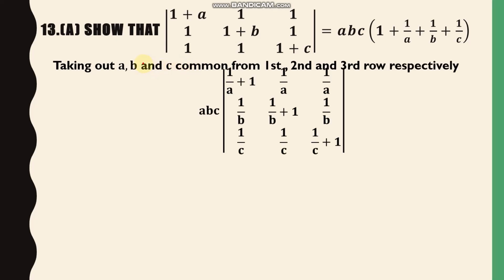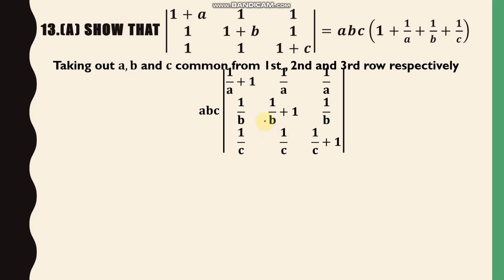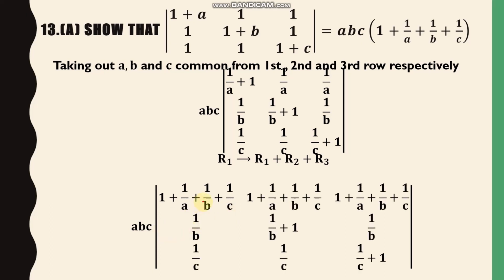Once you take out these things common, the second thing we can do is, in the first row, add up the other two rows. So apply the transformation R1 goes to R1 plus R2 plus R3. So it will be 1 plus 1 upon A plus 1 upon B plus 1 upon C. In the first row, all the elements will be this. Now we can take out 1 plus 1 upon A plus 1 upon B plus 1 upon C common from the first row.